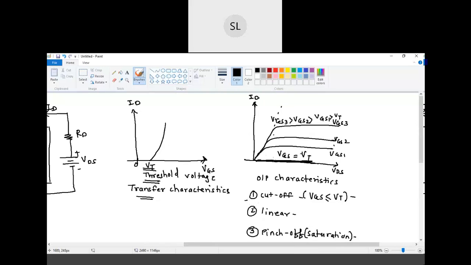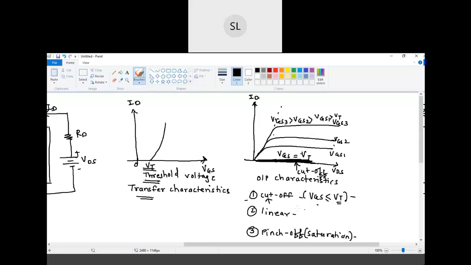So this region indicates the cutoff region for the gate voltage less than the threshold voltage. Threshold voltage is the minimum positive voltage that needs to be applied to the gate terminal so that the channel will be formed. So for a voltage less than this threshold voltage, the MOSFET will operate in the cutoff region. The next region we can talk about is the linear region.